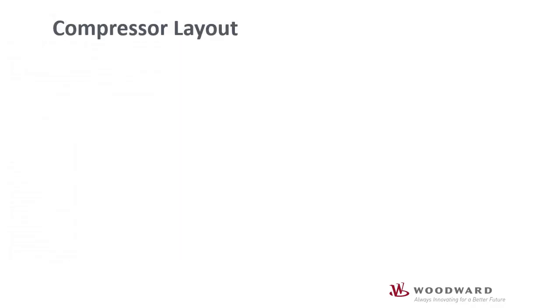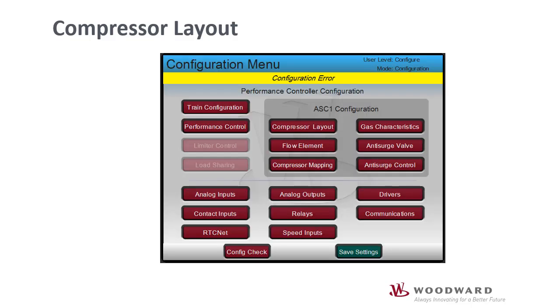So we finished the train configuration part. Now the next will be compressor layout selection. This is the compressor layout screen. On this screen we will define where our flow meter should be and where our temperature transmitter should be. As you can see here, there is a box called anti-surge 1 configuration.